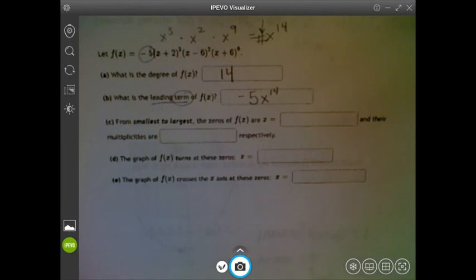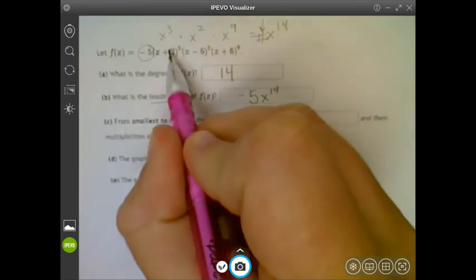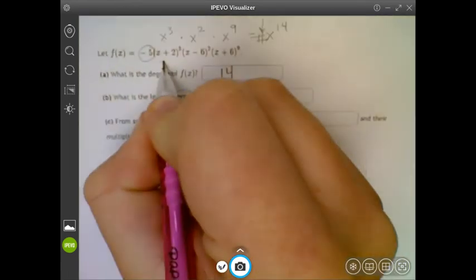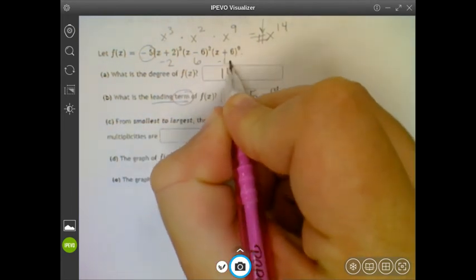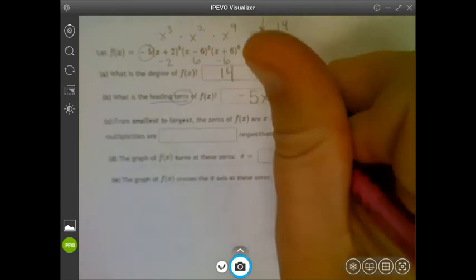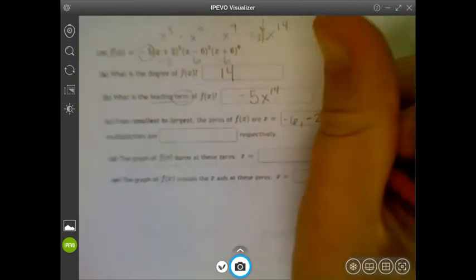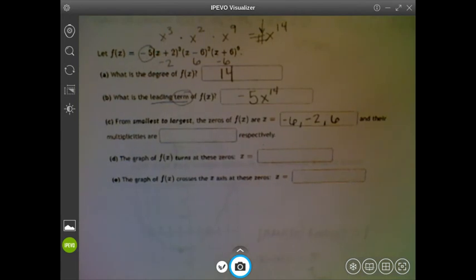All right, next question. From smallest to largest, list the zeros. And so the zeros are what makes each of your factors equal to 0. So from this first one, you're going to have negative 2. From the second one, you'll have positive 6, and from the last one, you'll have negative 6. And it says put them in order, smallest to largest. So it'd be negative 6, then negative 2, then 6. You don't have to write them as coordinate points because they're not x-intercepts.